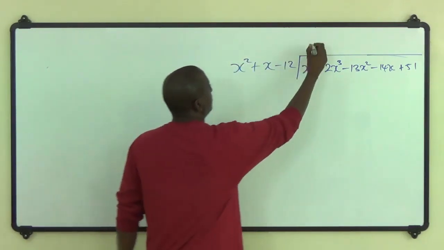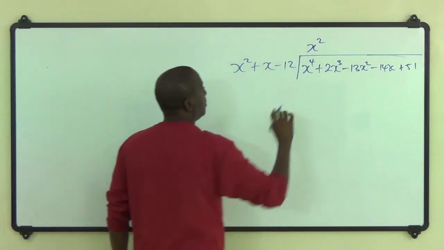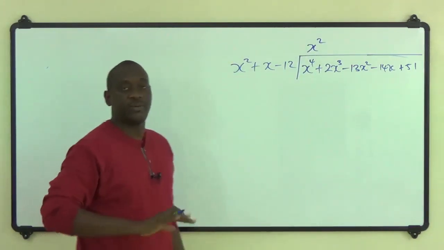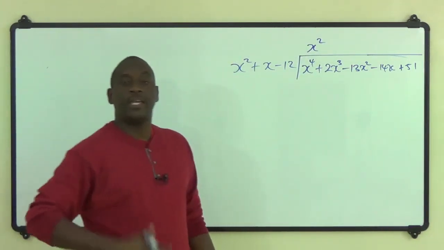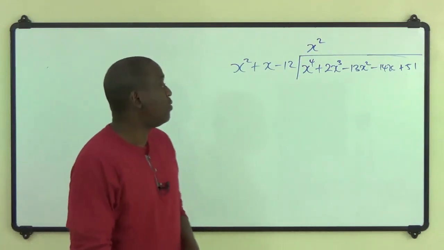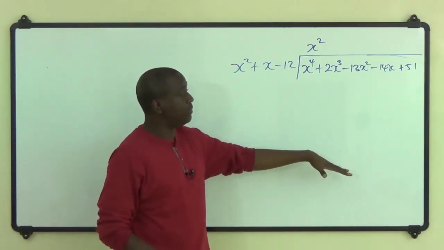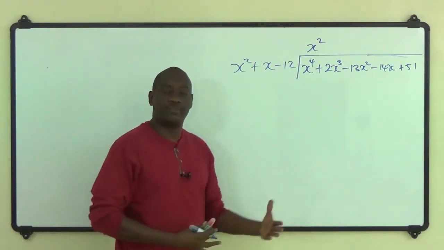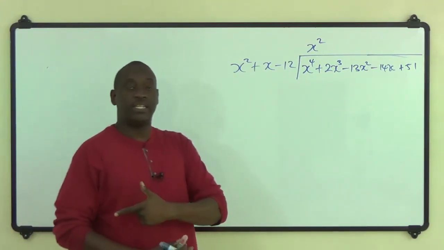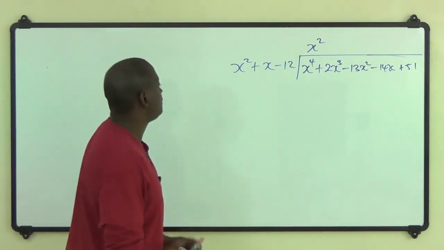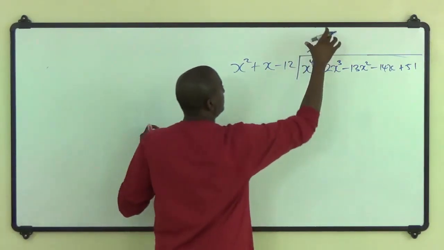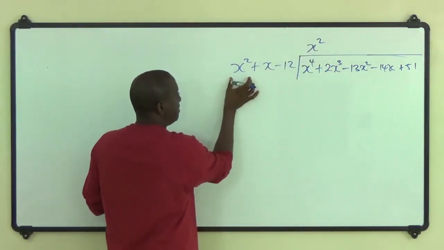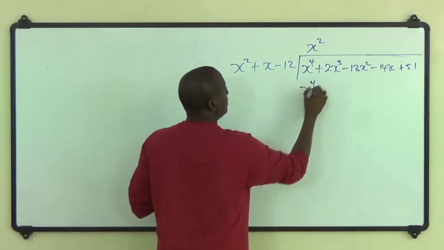x squared into x to the 4 is x squared. Now I will go through this a little faster here because you would have already seen the process in previous videos, so I'm not going to spend a whole set of time in this video explaining it. We're just going through it now. This is just reinforcement of what you would have seen in the previous videos. So x squared into x to the 4 is x squared. x squared multiplied by x squared is the same x to the 4 here.